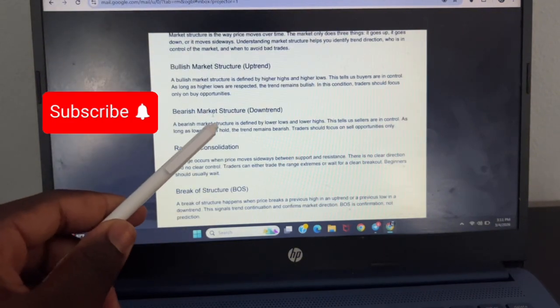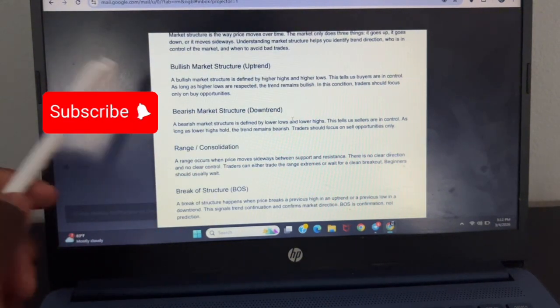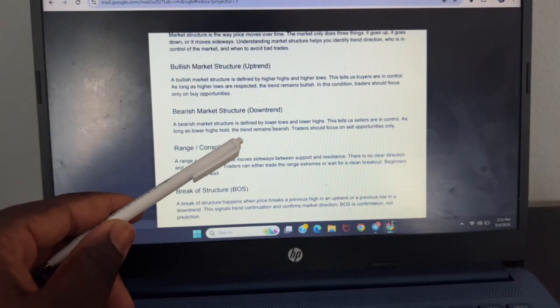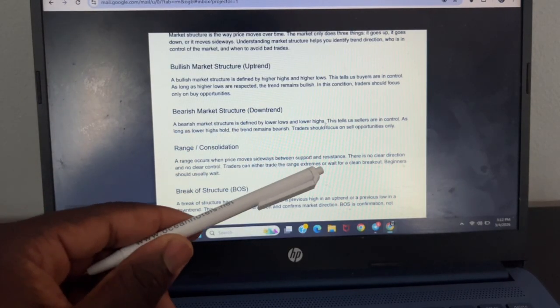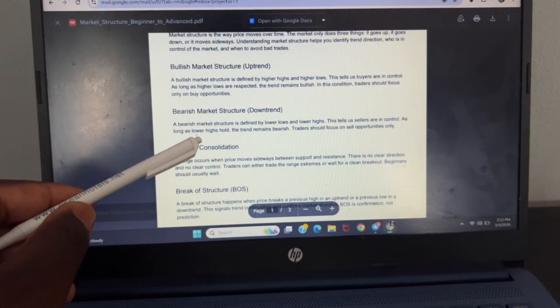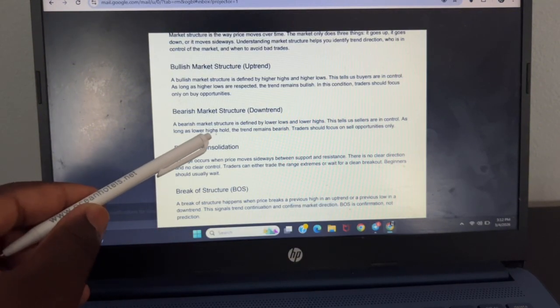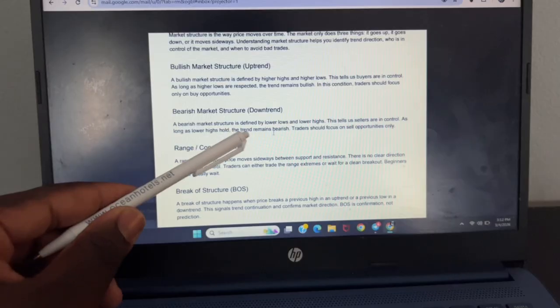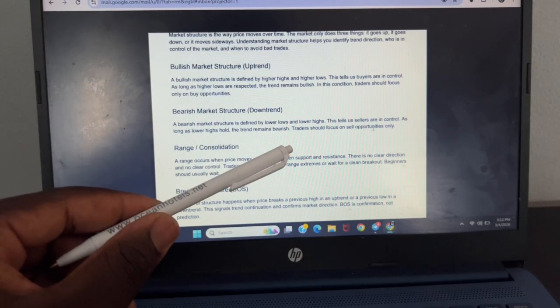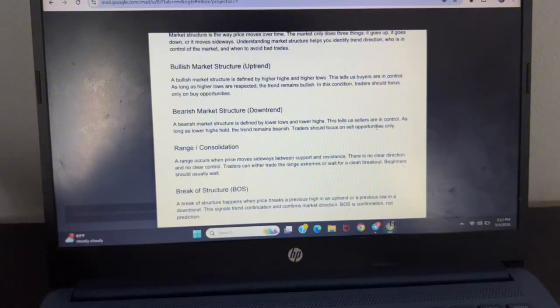So bearish trend, downtrend, bearish market structure. A bearish market structure is defined by lower lows and lower highs. This tells us sellers are in control. As long as lower highs hold, the trend remains bearish. Traders should focus on selling opportunities.